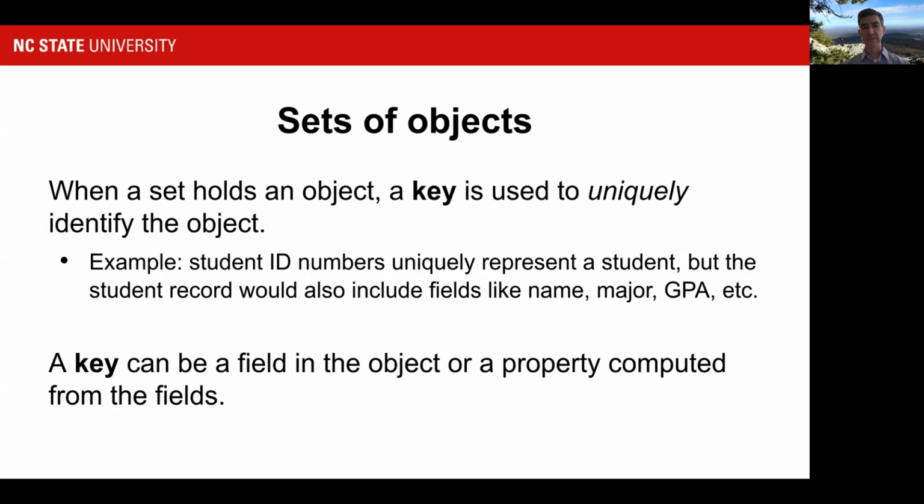Oftentimes, a key is actually one of the fields that's in the object. But it doesn't have to be. It could be a property of multiple fields put together that we calculate using a function or method.